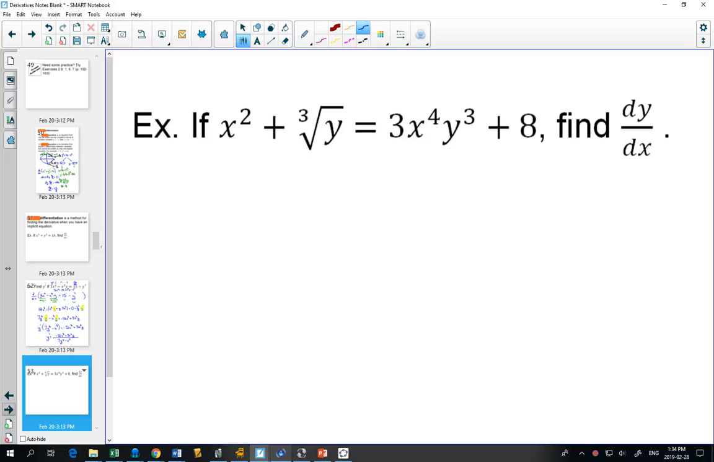This is a nicer example because there's no negatives. That makes it nicer, because that negative could cause us a problem. I would recommend moving negatives to the other side of the equation just so that you have positive numbers. We have a cube root, so before we start, I'm looking, no negatives. I'm going to change my cube root to y to the 1/3.